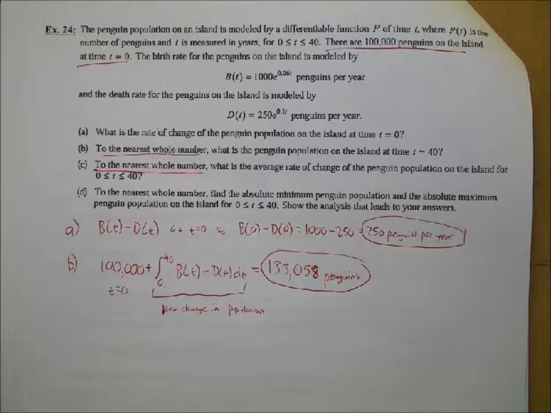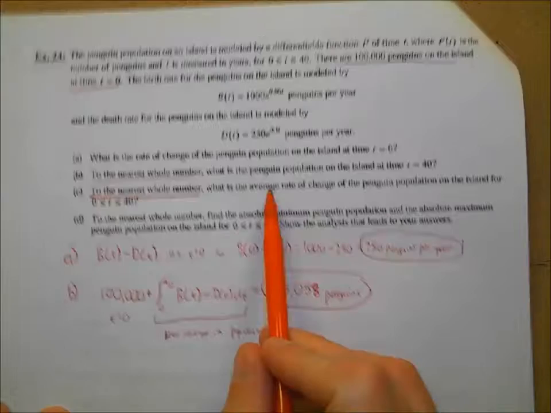Okay. So, average rate of change of the penguin population on the island for 0 less than or equal to t less than or equal to 40. So, is this the f of b, or population of b minus population of a over b minus a, or is this the 1 over b minus a times the integral thing? What should we do here? It's going to be the first one. Okay, it's going to be the first one we're going to use. We're going to use average rate of change.